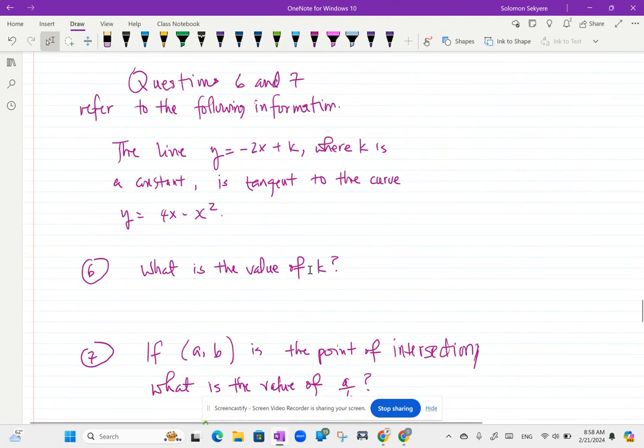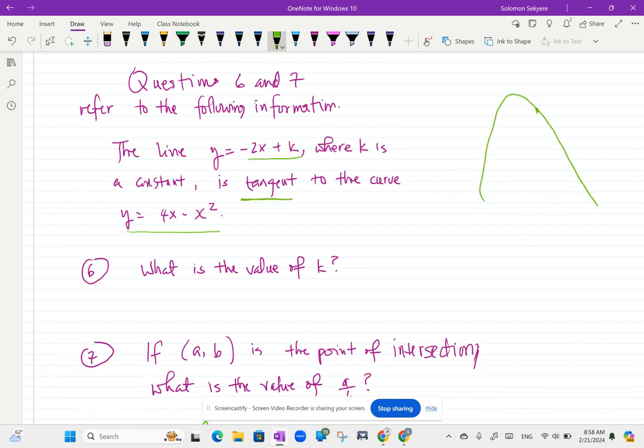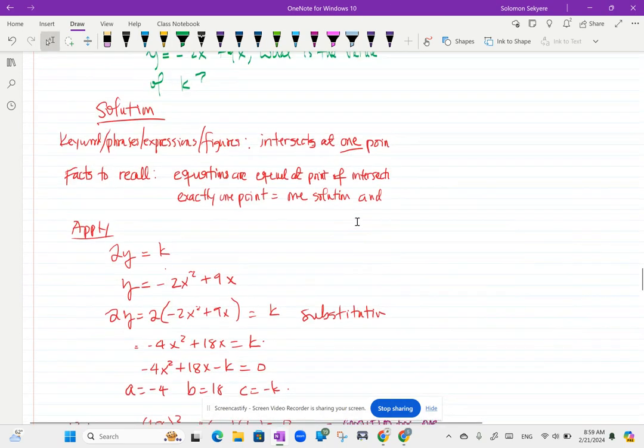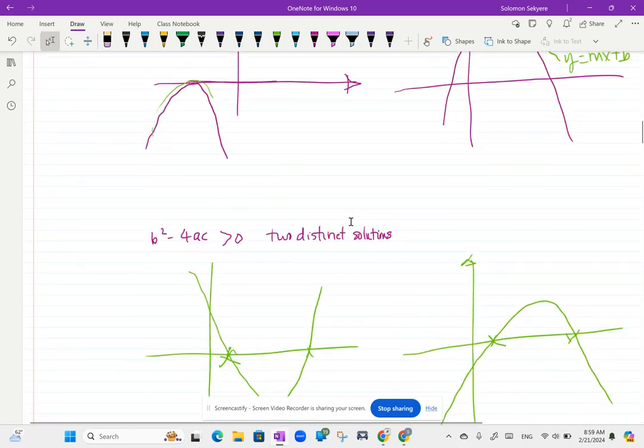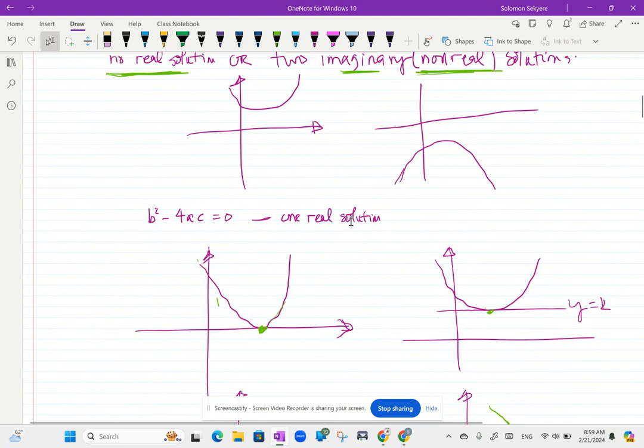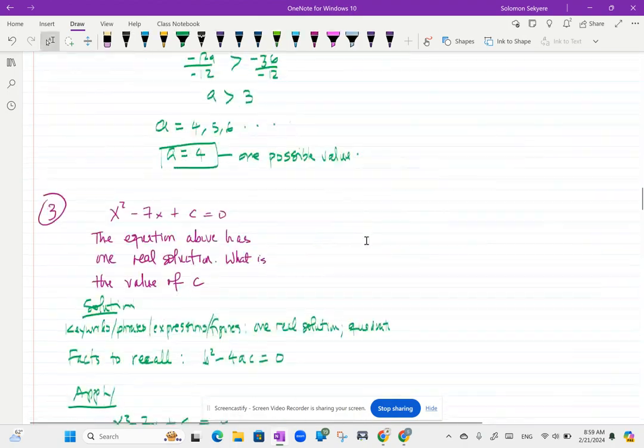What do I have? I have a line and I have a parabola. And keyword: tangent. When something is tangent, that means the line is just going to touch the parabola at one point. So what should come to mind? One solution only. Think discriminant. Think discriminant, one solution. What is the condition? That's it right there. If you practice, as soon as you see it.